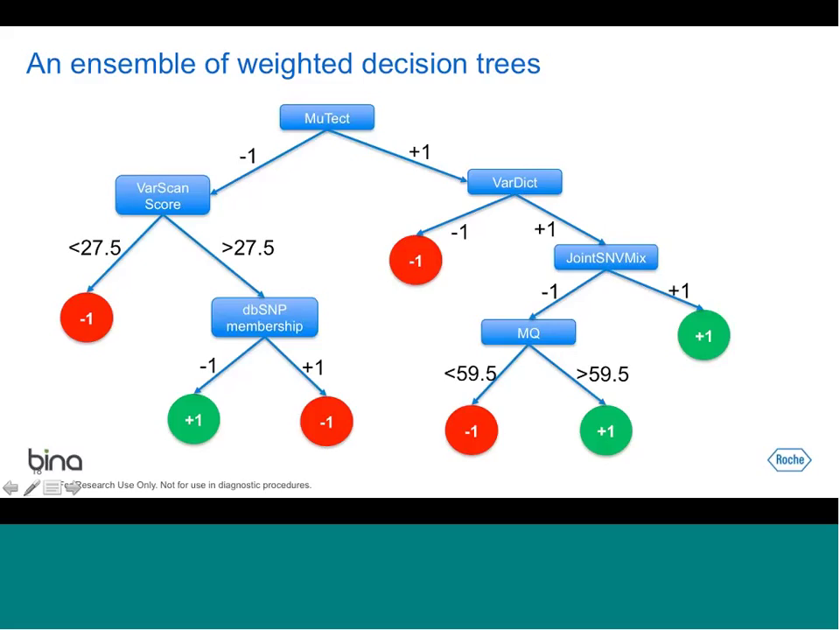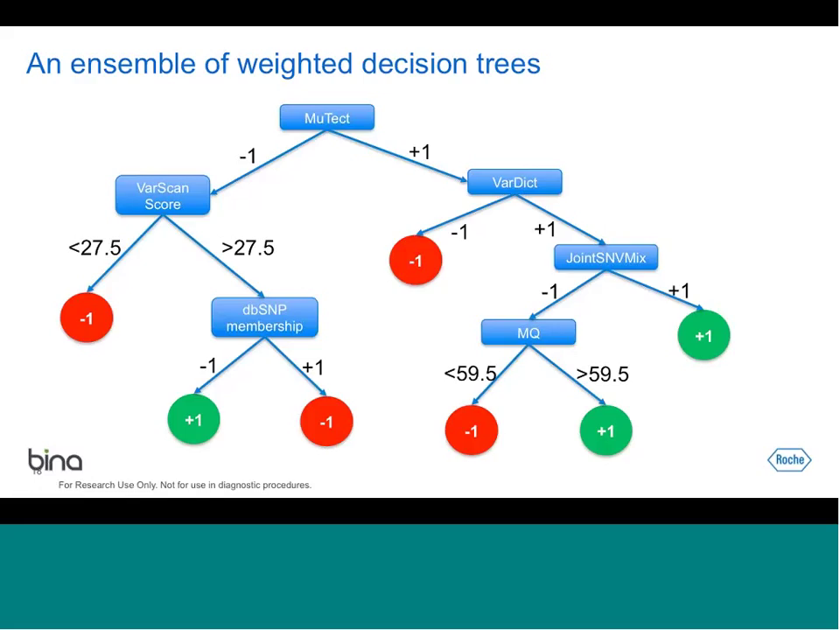If it's greater than 27.5, then you ask, is it a dbSNP site? If it is in dbSNP, then you say it's a false positive, it's probably a germline variant instead. If it is not in dbSNP, then you classify that as a true mutation. And then you have another branch for if MuTect called it but VarScan didn't call it, then it's still probably a false positive.